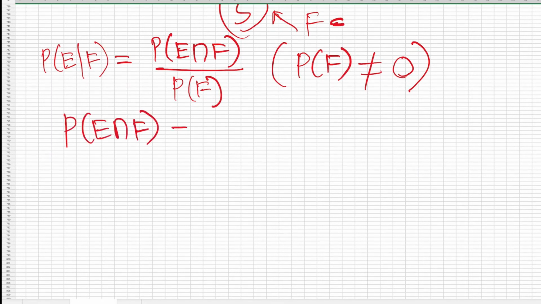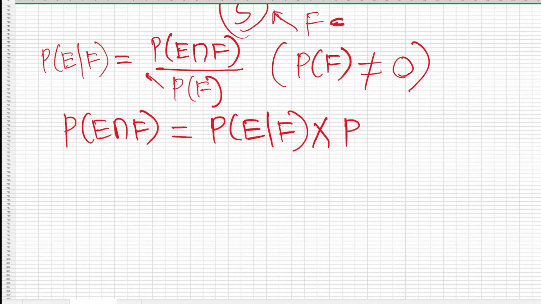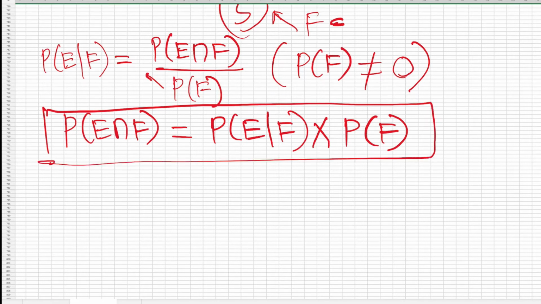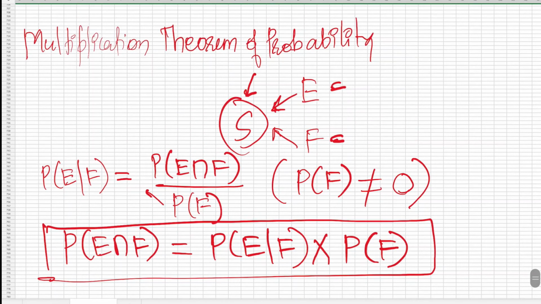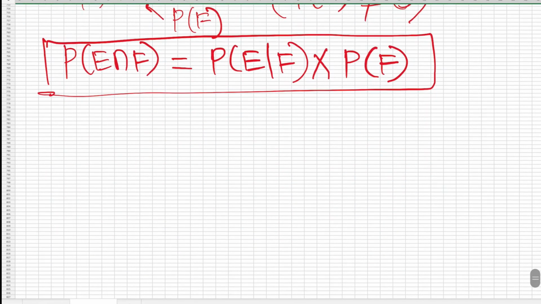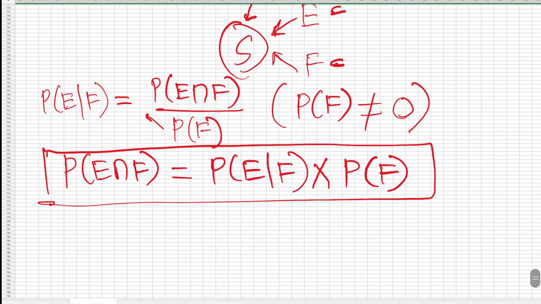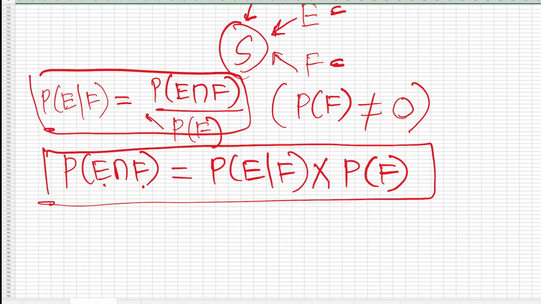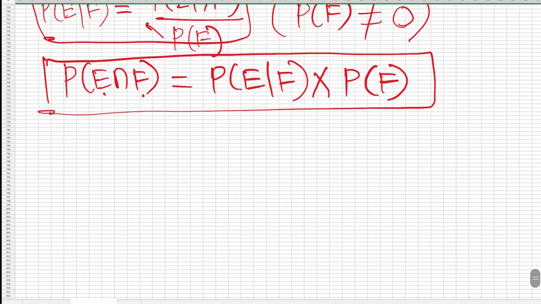Now, how can we calculate the probability of the outcome which is common to E and F? This P(F) will go to the left side and be multiplied. In this video we will try to understand the multiplication theorem of probability. So we come up with the probability of an outcome common to E and F, which is the conditional probability of E given F multiplied by the probability of F. We have just manipulated the formula, that's it.